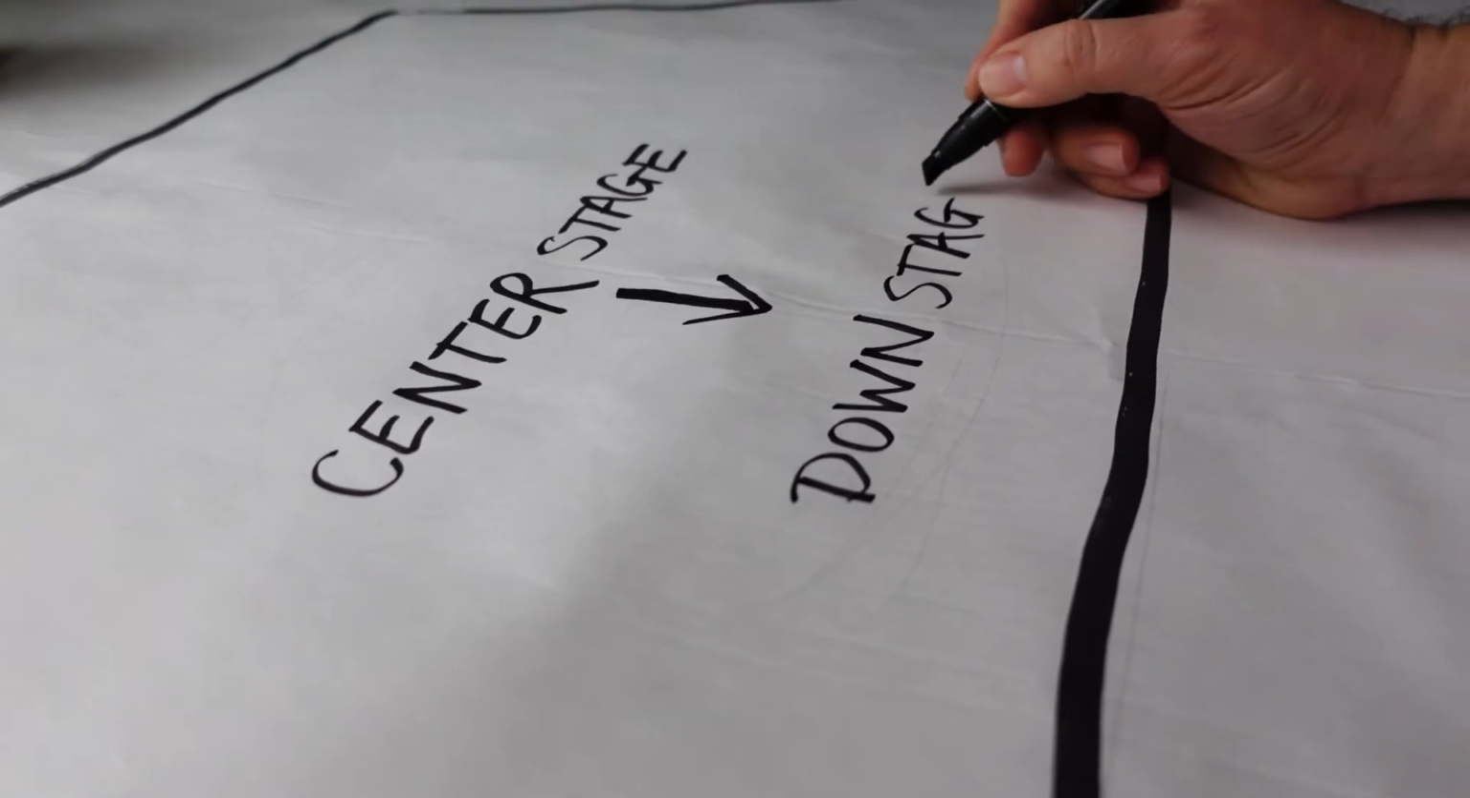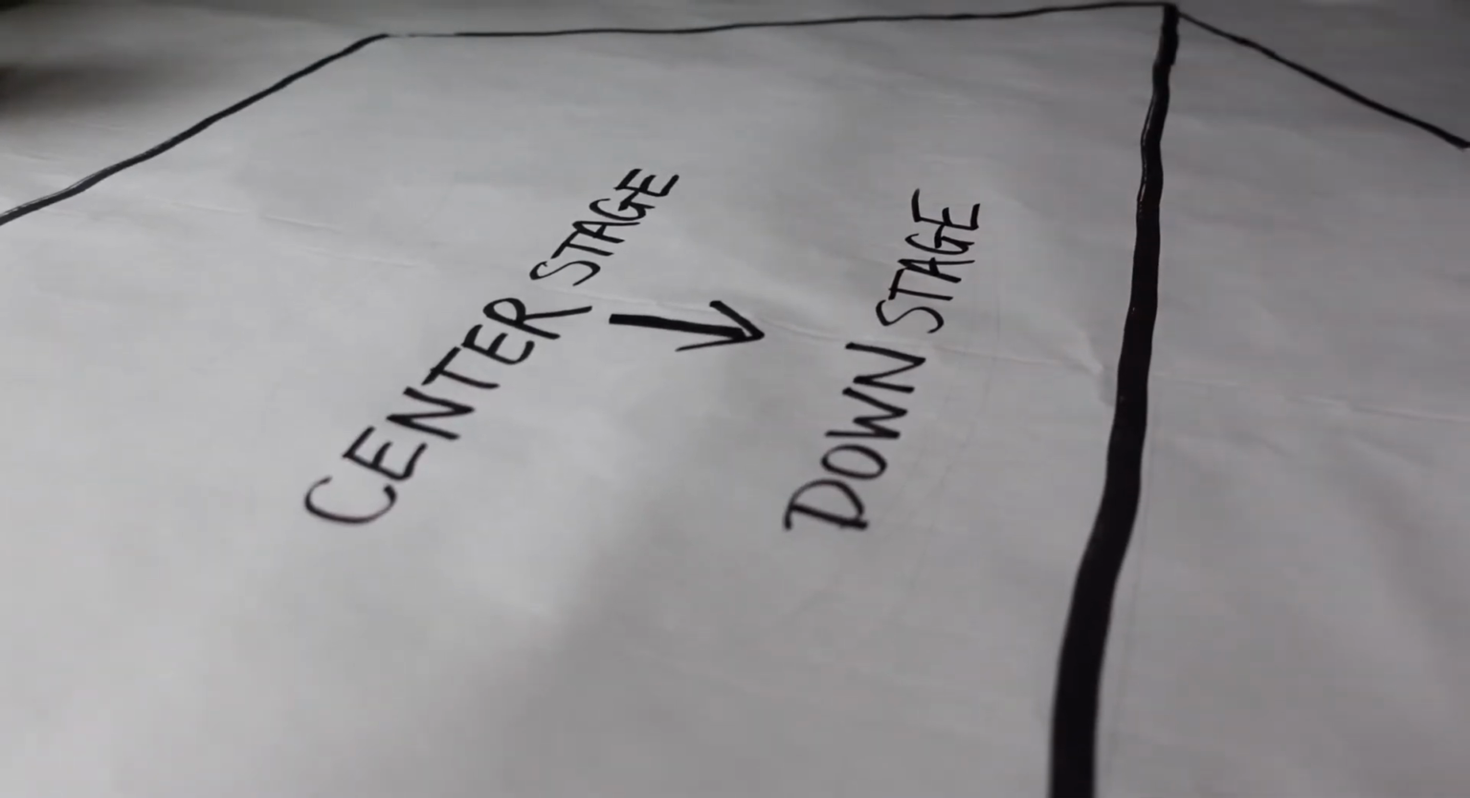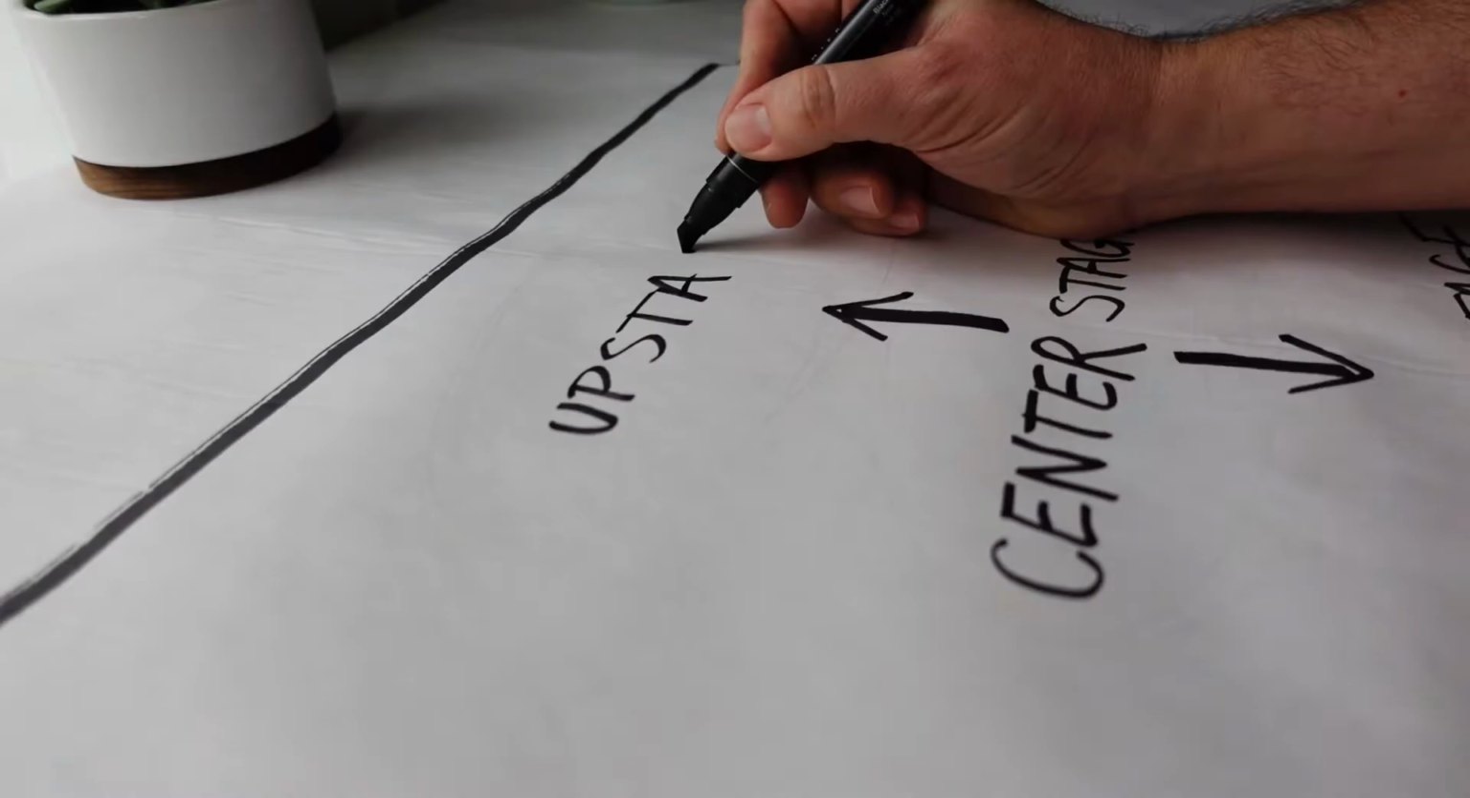Here's a real quick overview of blocking, stagecraft, some of the terminology, just so you know. Stage, there's a front, a back, a left side, a right side. When you're moving your actors towards the front of the stage, that's moving downstage. If you're moving your actors towards the back of the stage, that's called upstage.